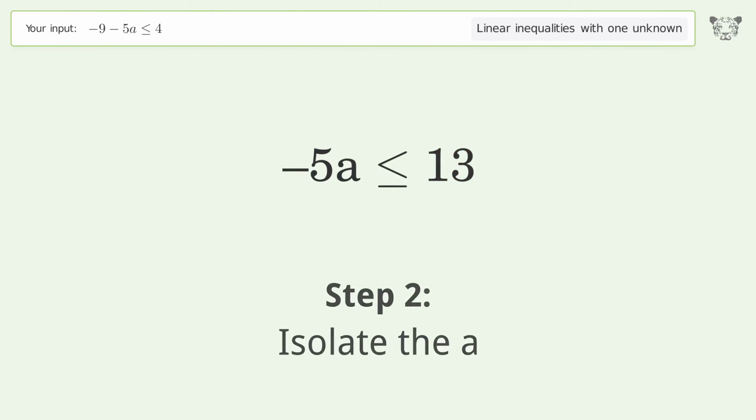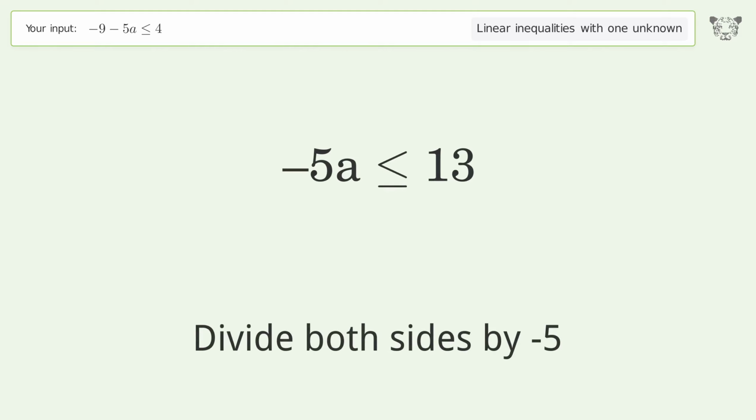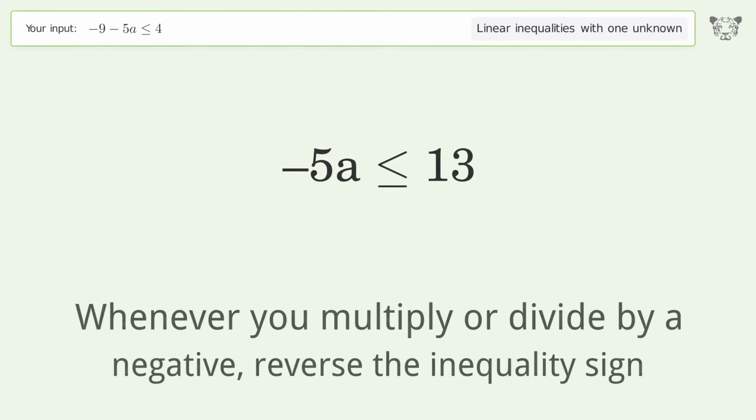Isolate the a. Divide both sides by -5. Whenever you multiply or divide by a negative, reverse the inequality sign.